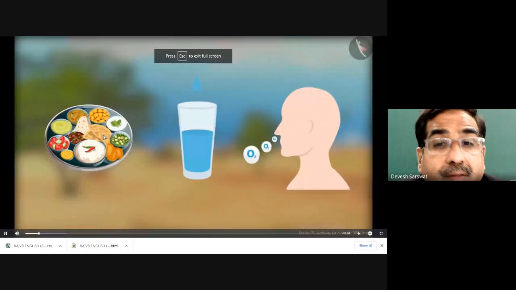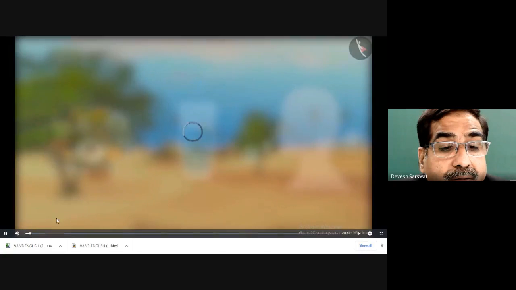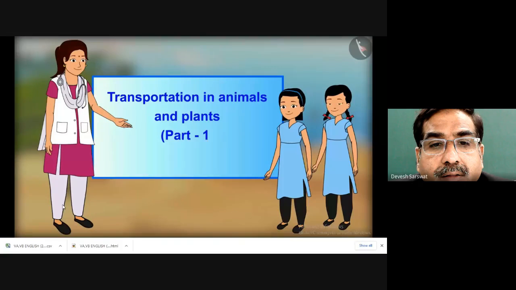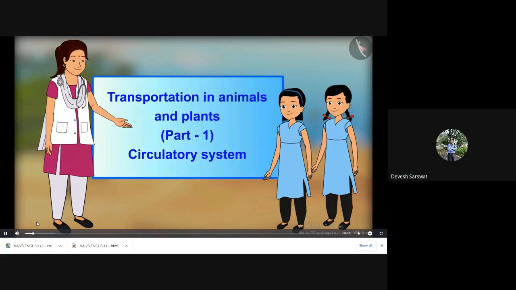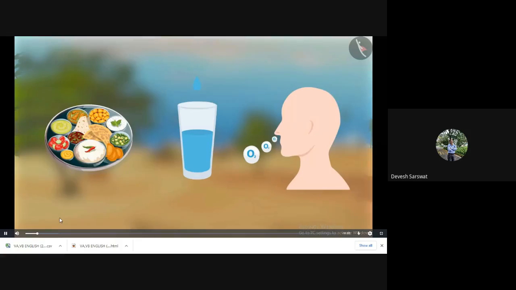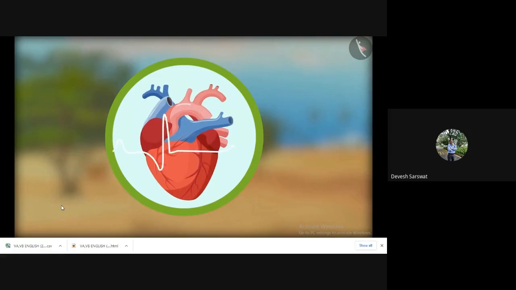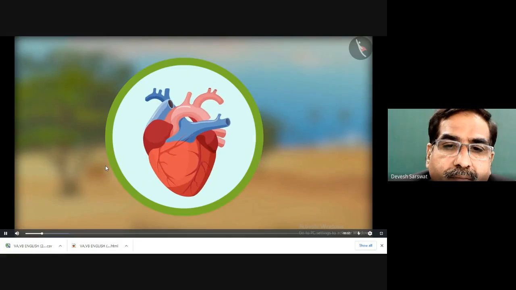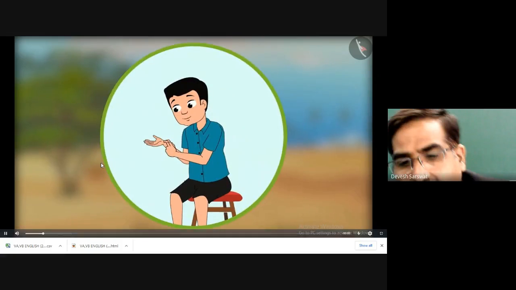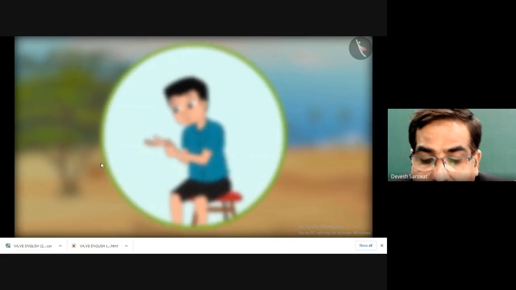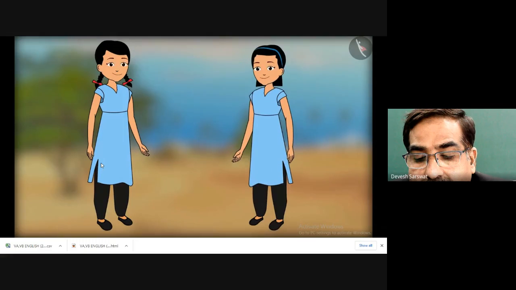How does the food, water, and oxygen reach the different parts of our body? Transportation in Animals and Plants, Part 1. Circulatory System. Dear life, how does the food, water, and oxygen reach the different parts of our body? Have you ever tried to hear your heartbeat? Keep your hand on your chest and try to hear the heartbeat. Have you ever seen the blood vessels on your hands? What is their work? Come, let us go with Sarita and Rama to their school where a doctor has come to conduct a checkup.